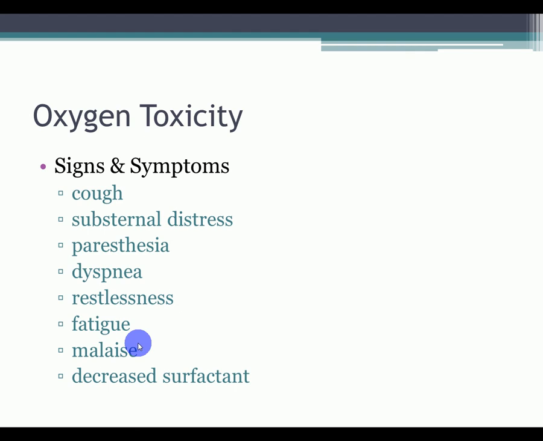As far as oxygen toxicity, just something to keep in the back of your mind. Lungs and the retina of your preemies are the most vulnerable to high levels of oxygen and can cause damage to tissues. So you want to watch your preemies particularly for oxygen toxicity.